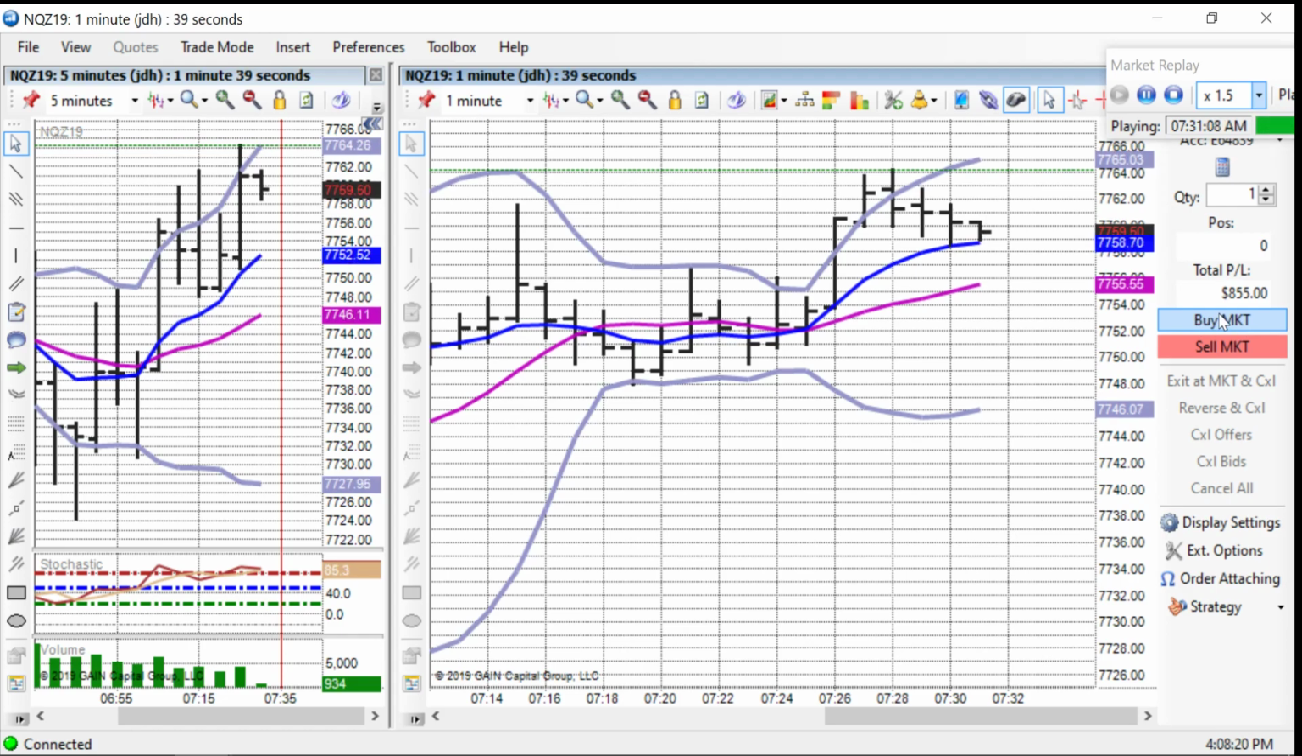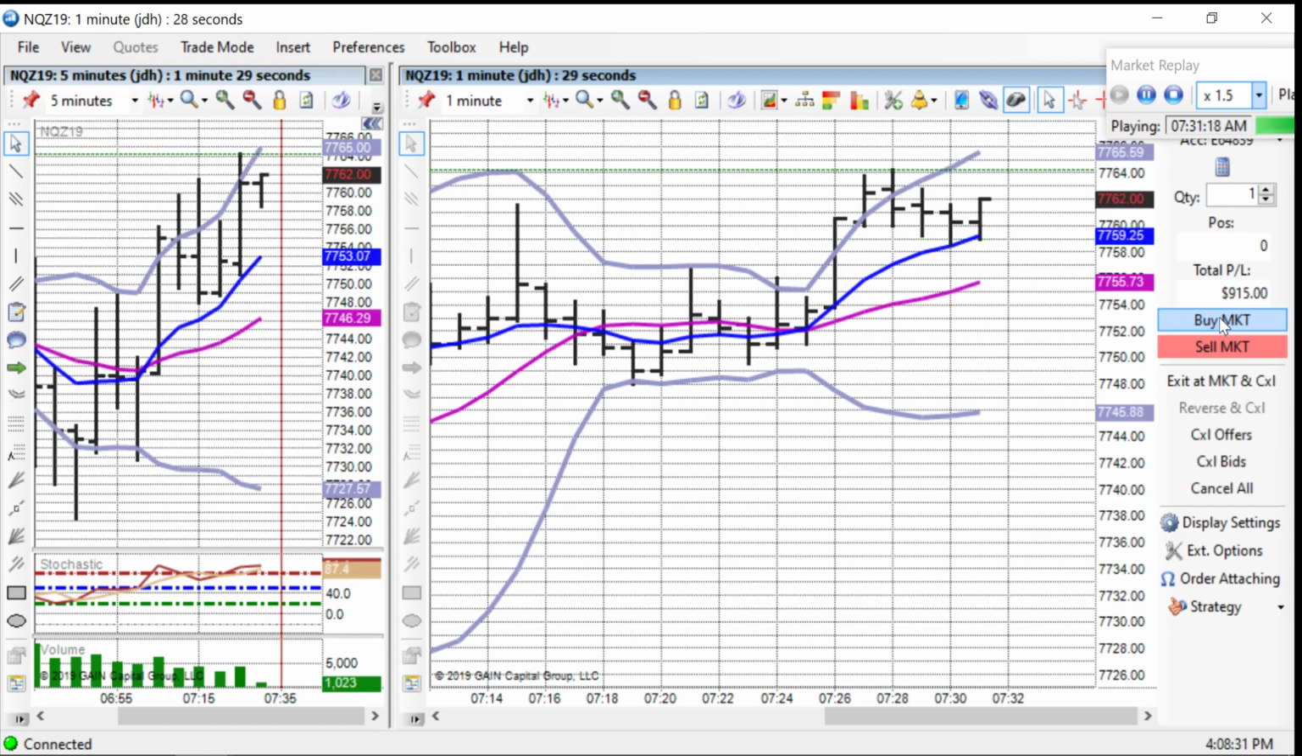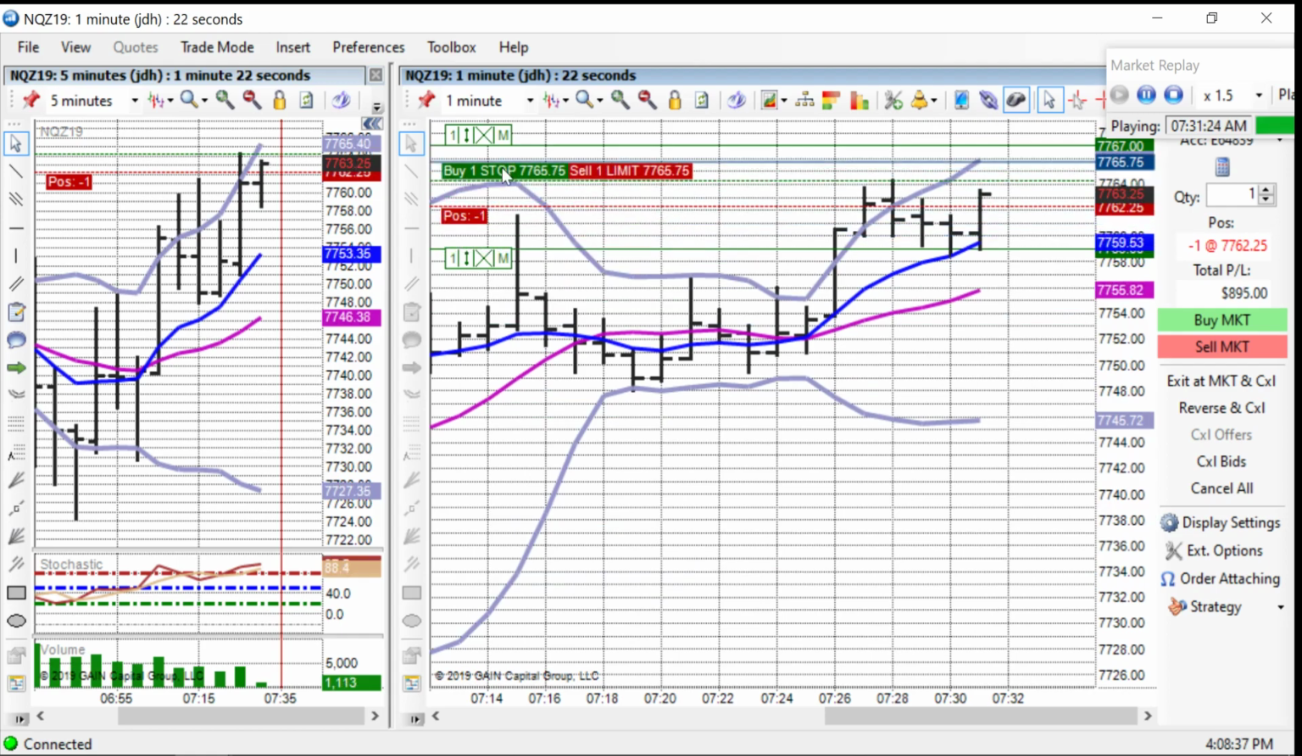Oops. I almost got in at the wrong time there. I want to wait for it to come back through the previous close. Show me that it has momentum there. And it's still... something's still wrong here.